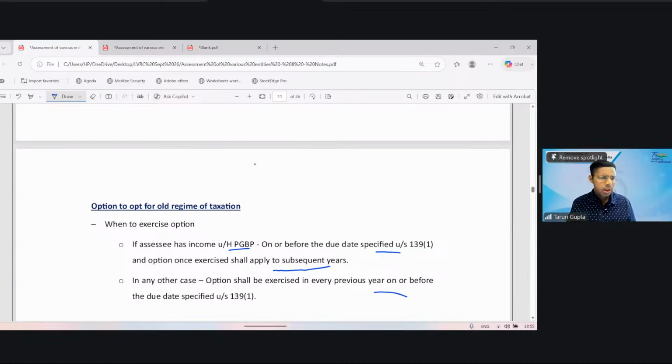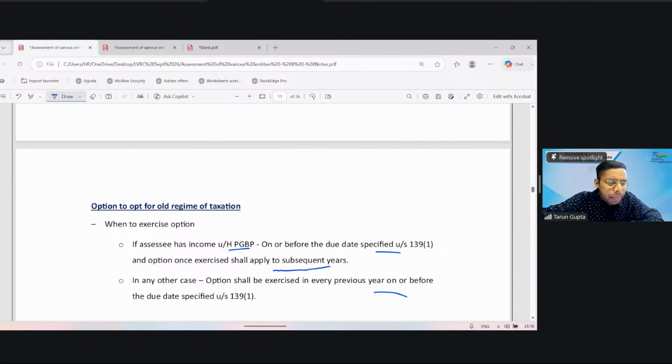Okay. The only one point is that rebate is not available from any special income under the new regime, while the old regime allows rebate from all special income except LTCG under section 112A. That is LTCG on account of transfer of listed securities, equity mutual fund or units of business trust, 112A. Okay, clear?